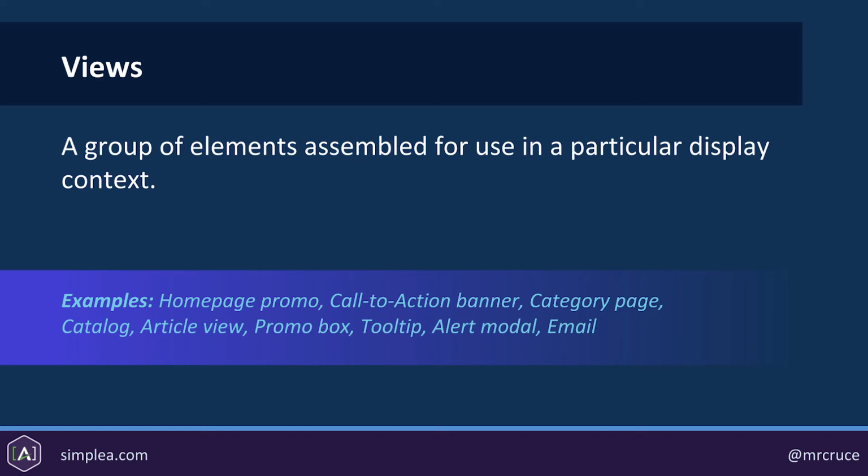So the examples are homepage promo, call to action banner, category page, a catalog, article, promo box, a tooltip, alert, modal, email. All of those are different ways that content can be rendered. In our view, the word views should also apply to any markup rendering as well, which includes anything that will be consumed by robots. So when we're creating views, we're looking at a way to design the content's consumption by humans and robots. The same thing with our content model. It's for humans and robots.